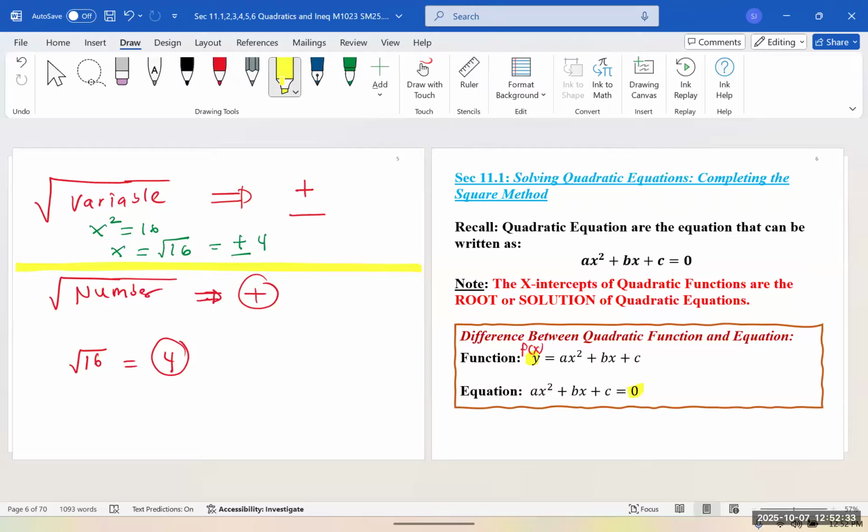We can solve an equation, but we cannot solve a function. A function, we can graph, we can simplify, we can factor. But an equation, we can solve, meaning we can get the x alone.